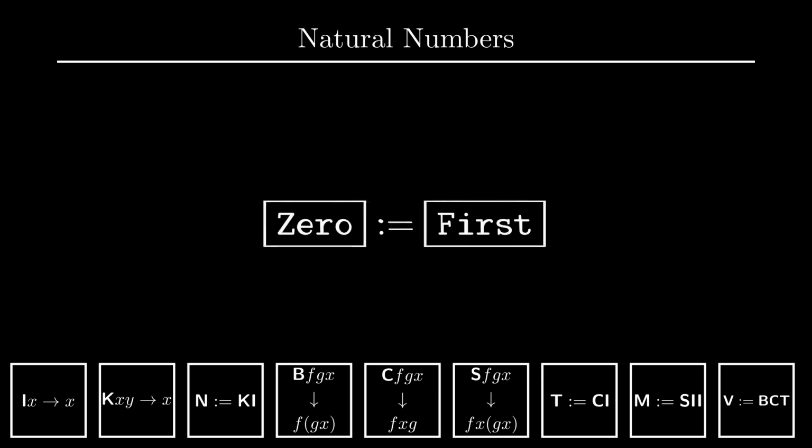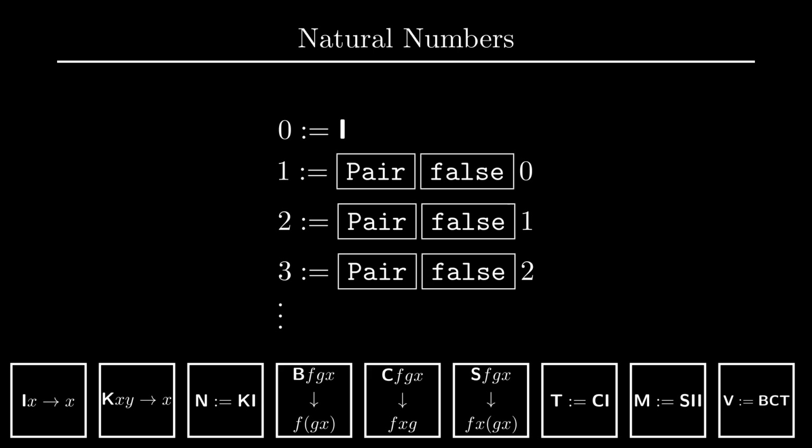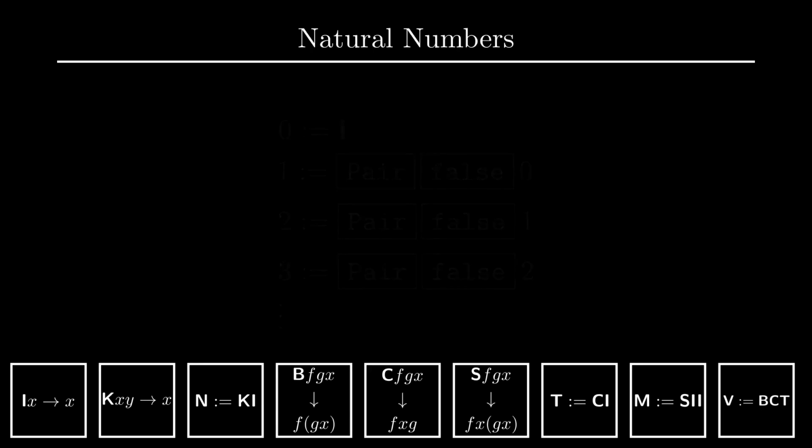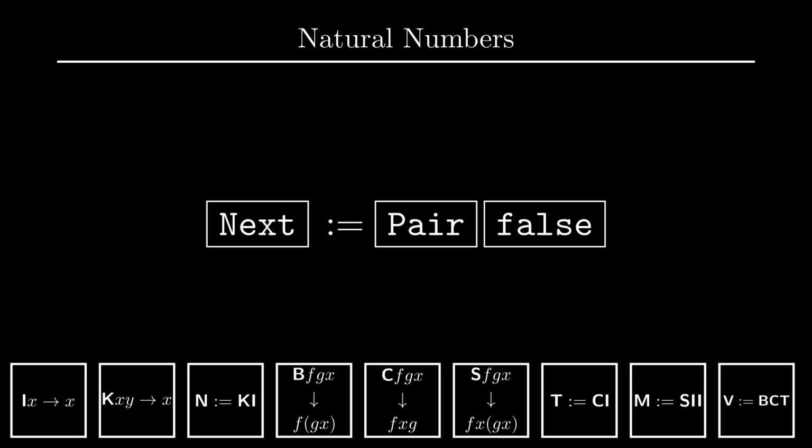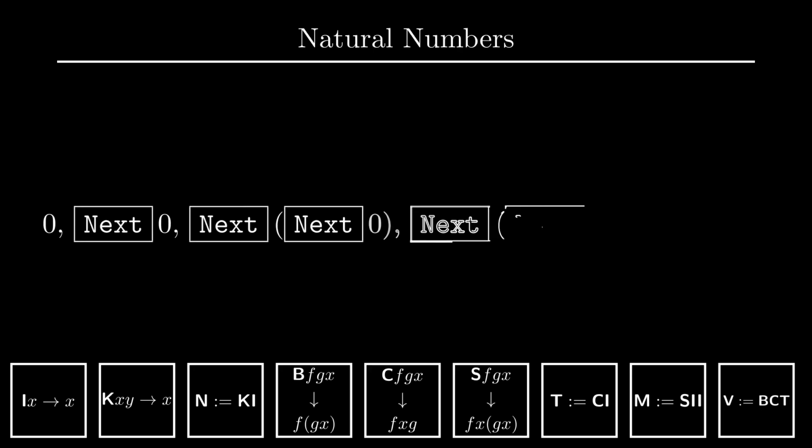So our definition of zero works. Obviously, this compiles to zero is defined as first. All of this happens as long as the numbers are defined in the way we have talked about. That is, 0 is I, 1 is pair false 0, 2 is pair false 1, 3 is pair false 2, and so on. We can shorten these infinitely many positive numbers into one function next. Next of n is pair false n, which clearly compiles to next is pair false. In this way, 1 would be next of 0, 2 would be next of 1, and so on. These are our natural numbers then, which represent 0, 1, 2, 3, and so on.